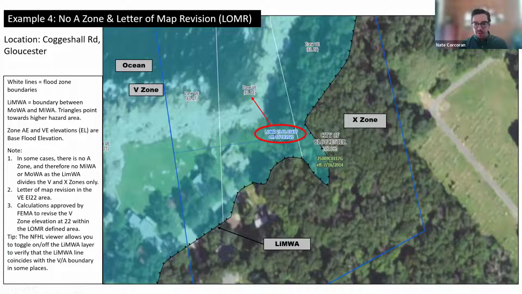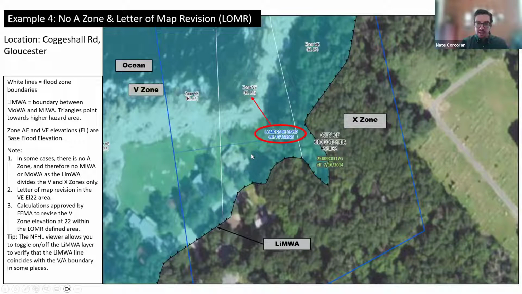So this is an example of what that would look like on the FEMA viewer. Here you can see a V zone depicted. There's V zone elevation 27, and then V zone elevation 22, and then V zone elevation 27 on the left of that. And at that V zone elevation 22, there's a label that says LOMR.